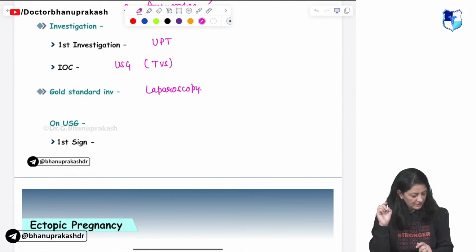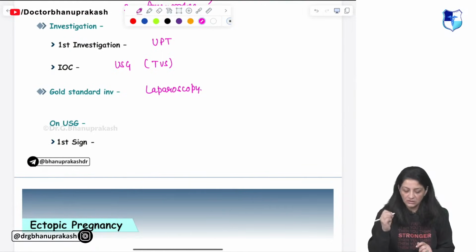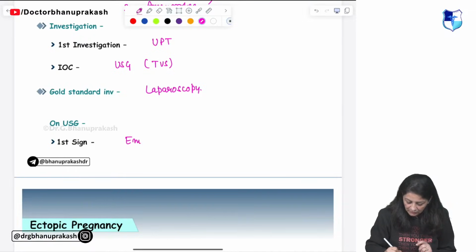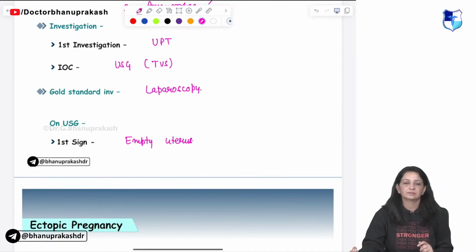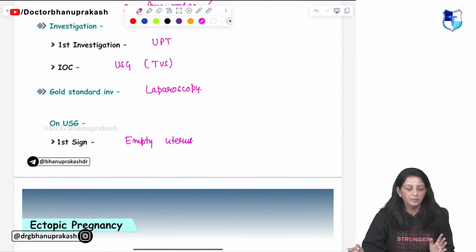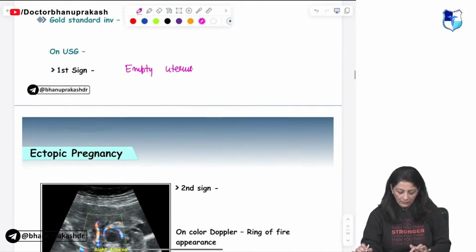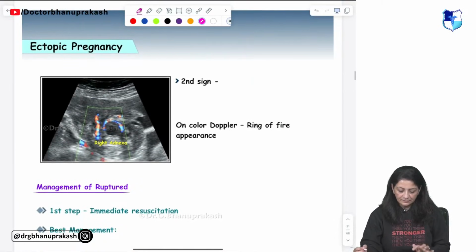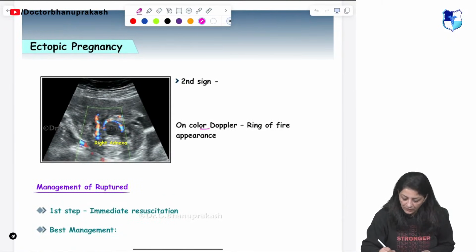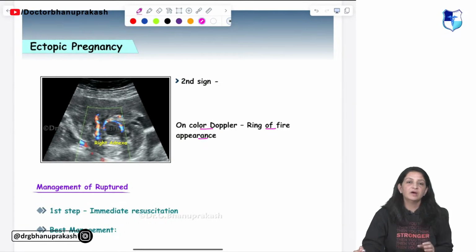So on ultrasound, what is the first sign of ectopic pregnancy? Empty uterus. No gestational sac. Empty uterus is the first sign of ectopic pregnancy on ultrasound. Now, second sign, on Doppler you will see the ring of fire appearance because of high vascularity of that mass.